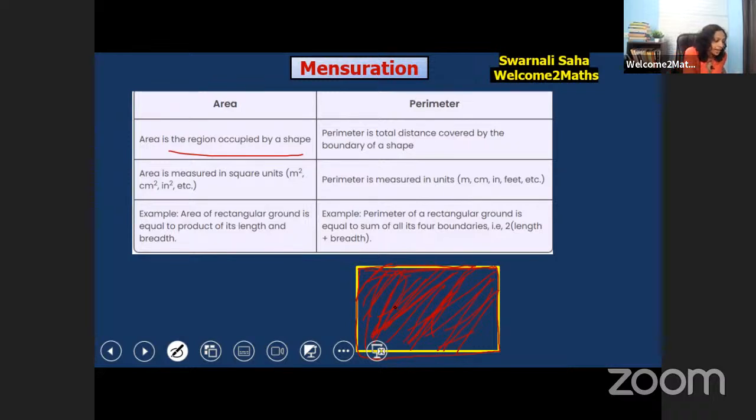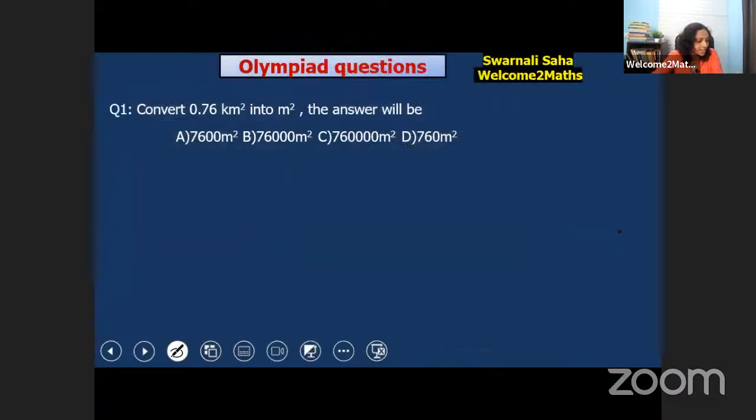Fine. And area is measured in square units. You know that, meter square, centimeter square, and perimeter is measured in units like meter, centimeter. Now, let's solve some interesting questions.